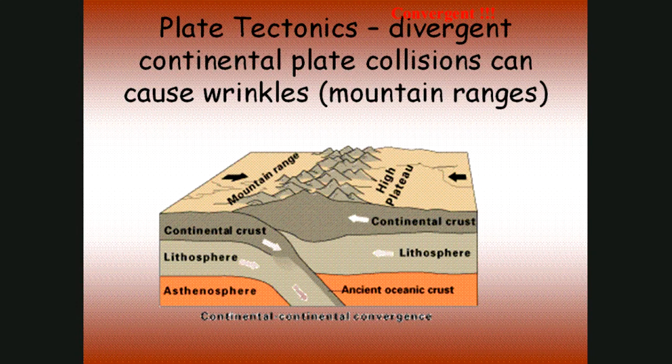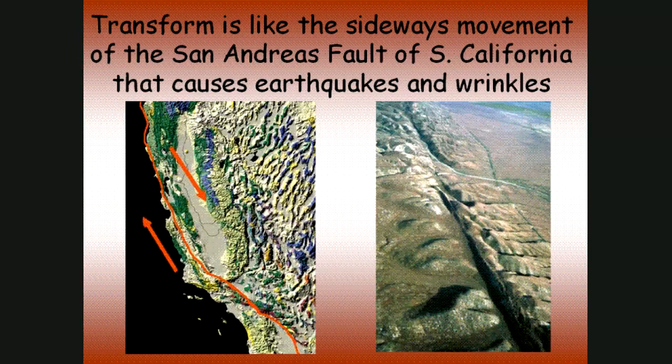Not quickly. I mean, don't take a trip to the Himalayas and sit there with your binoculars to watch the mountains grow. Okay? I mean, you think it's slow watching paint dry? Yeah, just sit and watch the Himalayas grow. And transform is like the sideways movement of the San Andreas Fault of Southern California, and it causes earthquakes and wrinkles. And of course, those wrinkles can get pretty big sometimes. I guess wrinkles isn't the greatest term in the world.